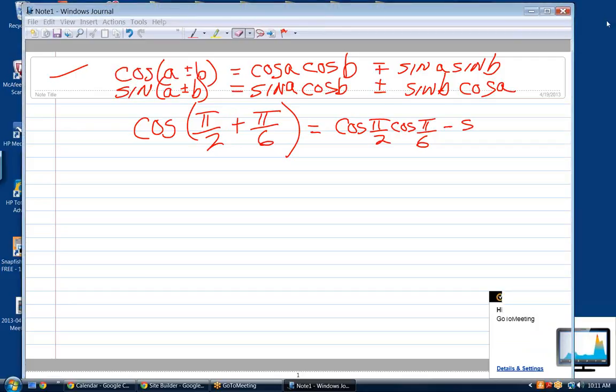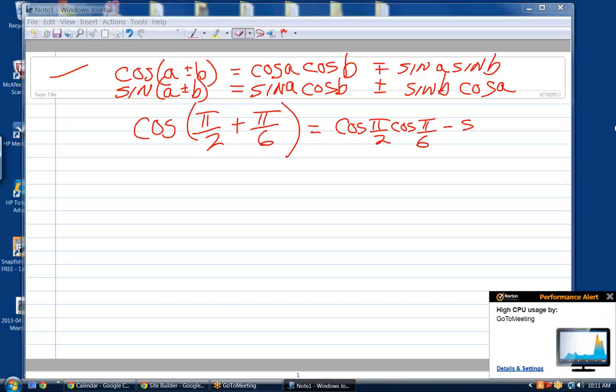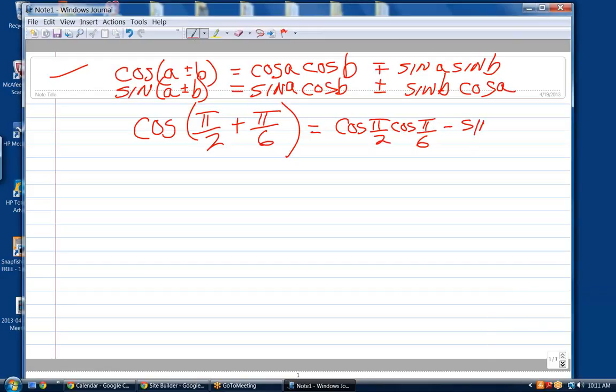Cam, I'm going to turn my camera off because my computer is complaining about my speed usage here. Shouldn't make any difference.